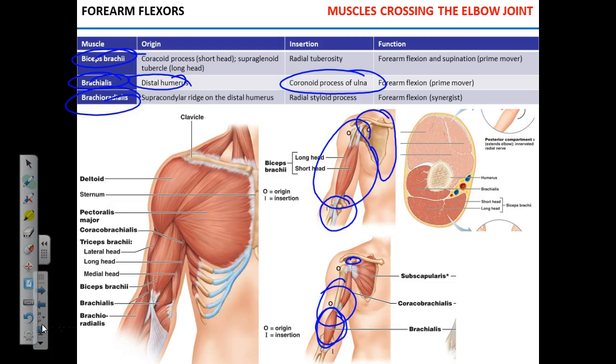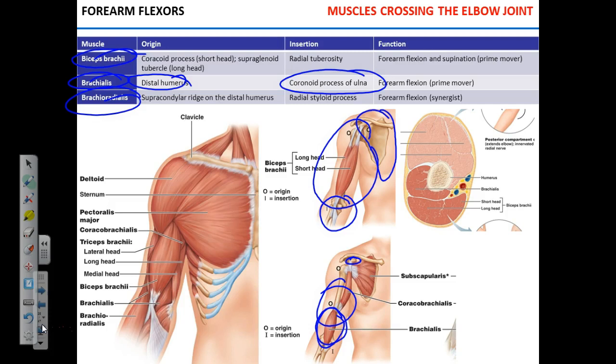If you look at this dude right here, you can see biceps very clearly. And then if you turn him sideways, the muscle immediately deep to biceps brachii is brachialis. Those two are prime flexors.